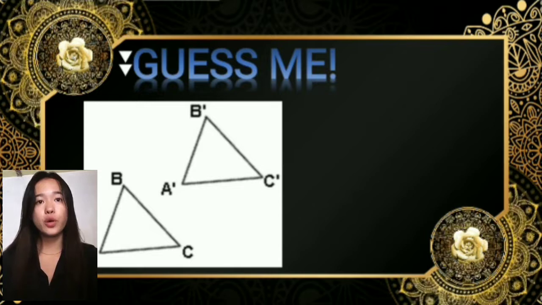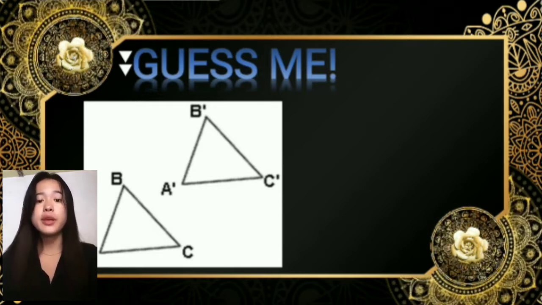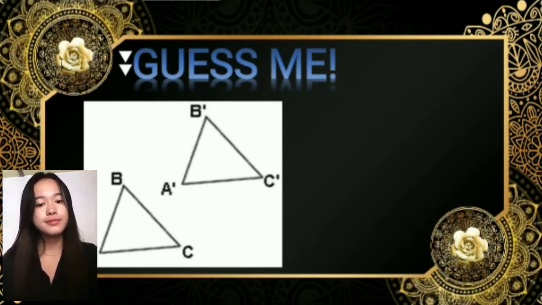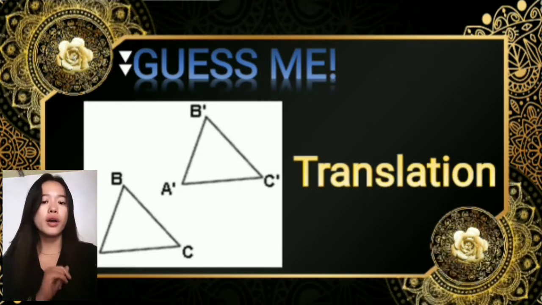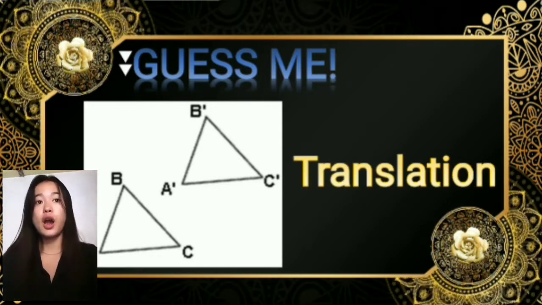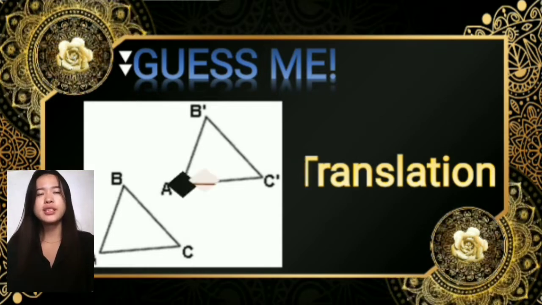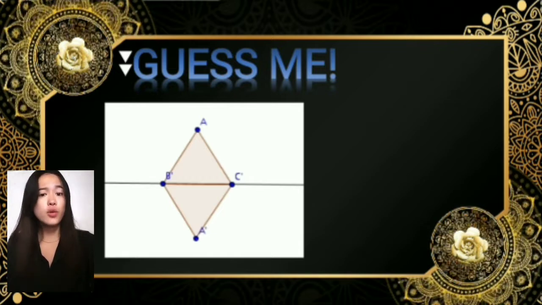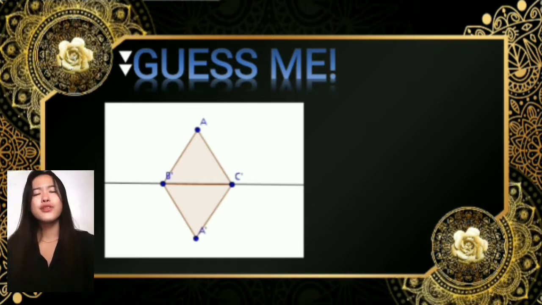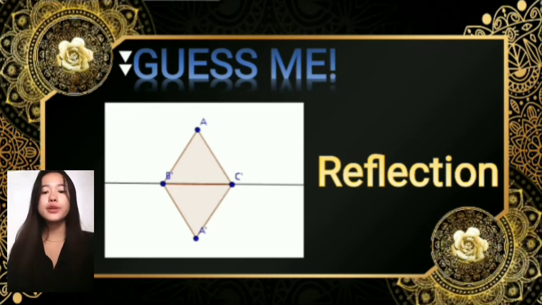For our fourth one, we have this figure. What do you think is the transformation it is subjected to? Very good, it is a translation. Wow, you're getting the hang of this one. One last figure, and let's guess what transformation it is subjected to. This figure is transformed using what? Very good, it is a reflection. Good job, Madhavers!